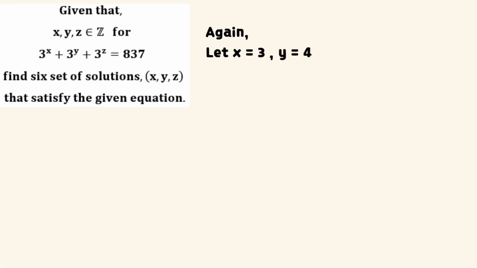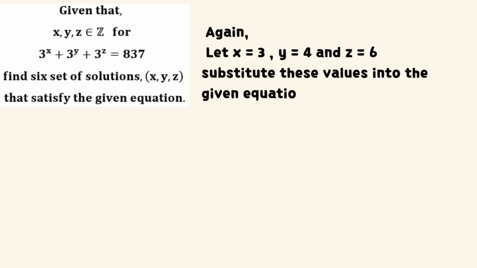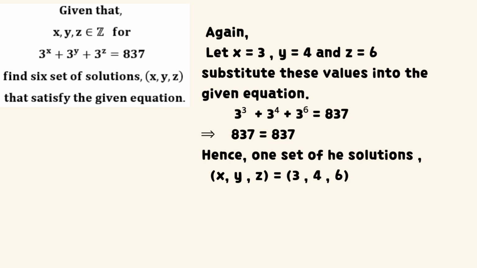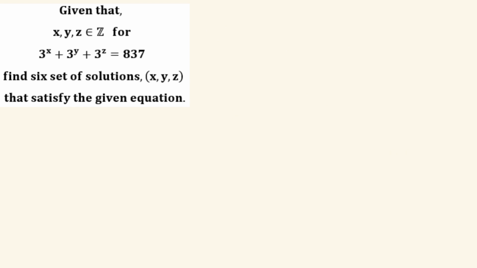Let us try again by using different values. Let x equals 3, y equals 4 and z equals 6. Substitute these values into the given equation. Hence, the sum of cube of 3 and 3 to the power of 4 plus 3 to the power of 5 equals 837. This time, our result, 837 equals 837, which is the given value of the right-hand side of the exponential equation. It follows that one set of the solutions, x, y, z equals 3, 4, 6, respectively.